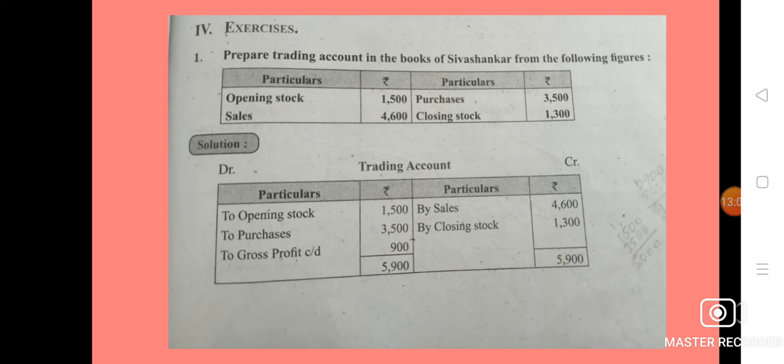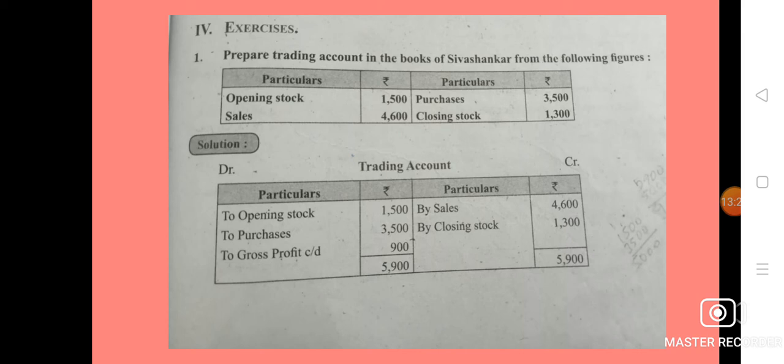What are the items that will appear on the debit side of the trading account, as well as the credit side of the trading account? The first one, opening stock 1500, purchases 3500. Then we'll come to the credit side, sales 4600, then by closing stock 1300.